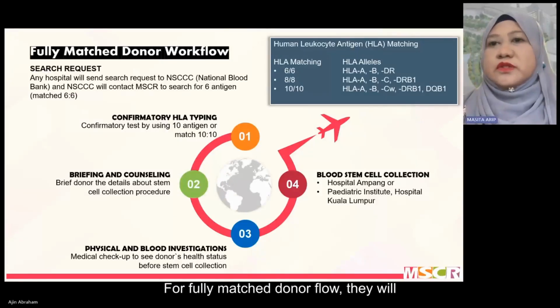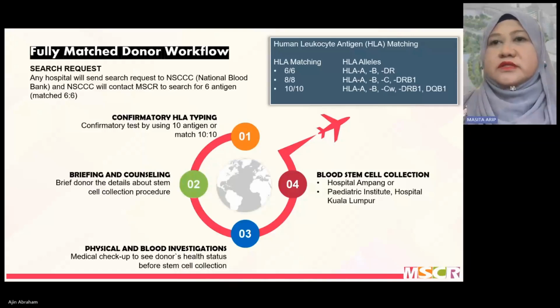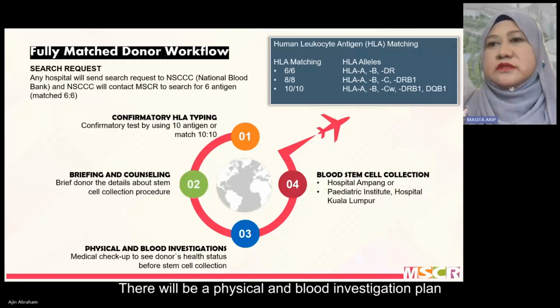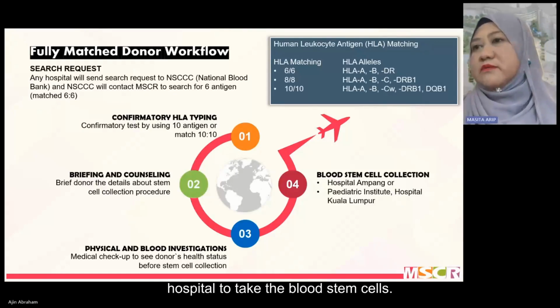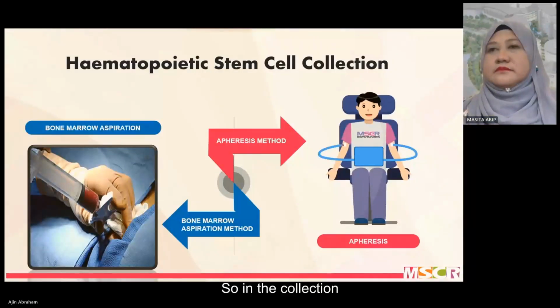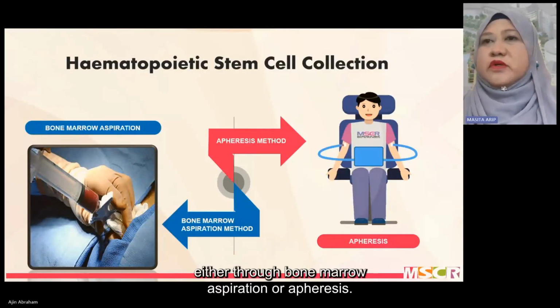For the full match donor workflow, they will undergo confirmatory HLA typing, which must be a 10 antigen match, and there will be a briefing and counseling about the collection procedure. There will be a physical and blood investigation done. The donor will have to go to the hospital to give the blood stem cells. In the collection center, the hematopoietic stem cells will be collected either by bone marrow aspiration or PBSCs.